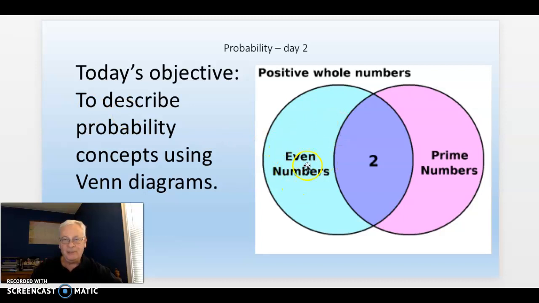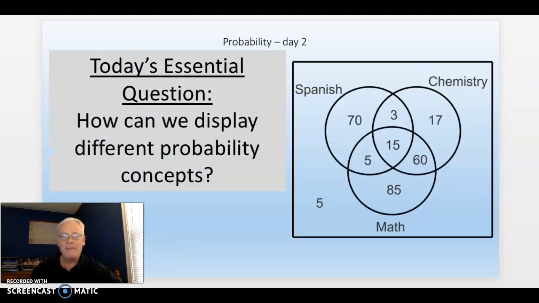Again, think of this blue here, all the even numbers. And this kind of purplish or light violet, they're all prime numbers. Well, the only number they have in common is 2. That's the intersection of those two sets. All right, today's essential question, how can we display different probability concepts?